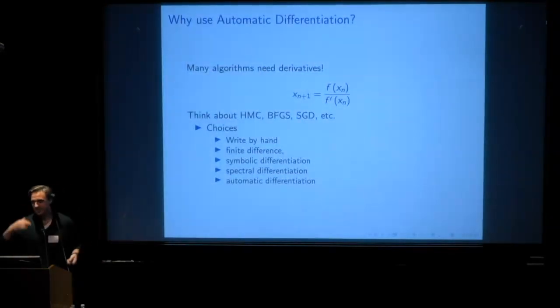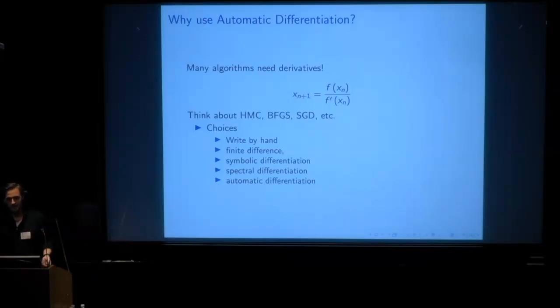But why use automatic differentiation? Well, you just need derivatives for a lot of the things that we use. A lot of gradient-based solvers and optimizers are now becoming the main, normal stuff to use. This is a simple Newton-Raphson method in the equation up here as an example. But you can think of Hamiltonian Monte Carlo, BFGS, stochastic gradient descent. These are all things where you need gradients at some level.